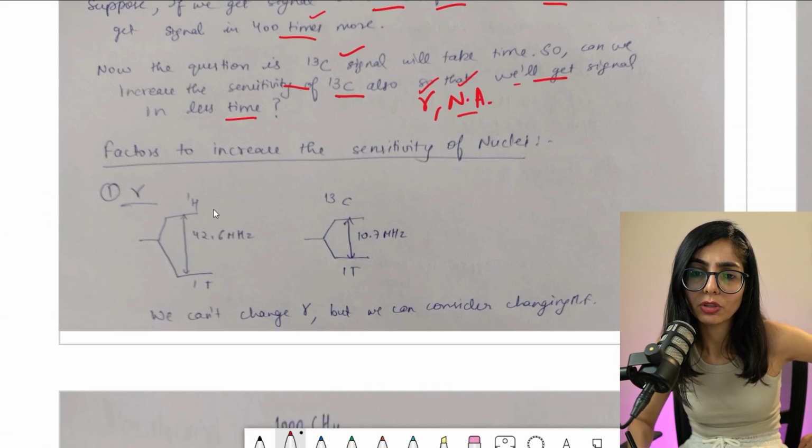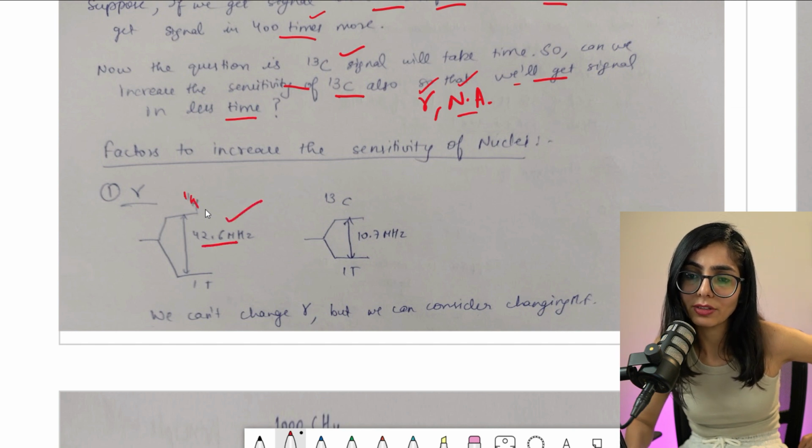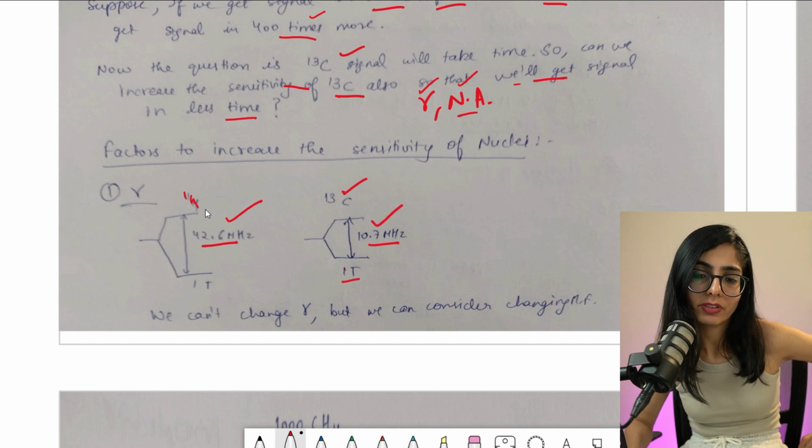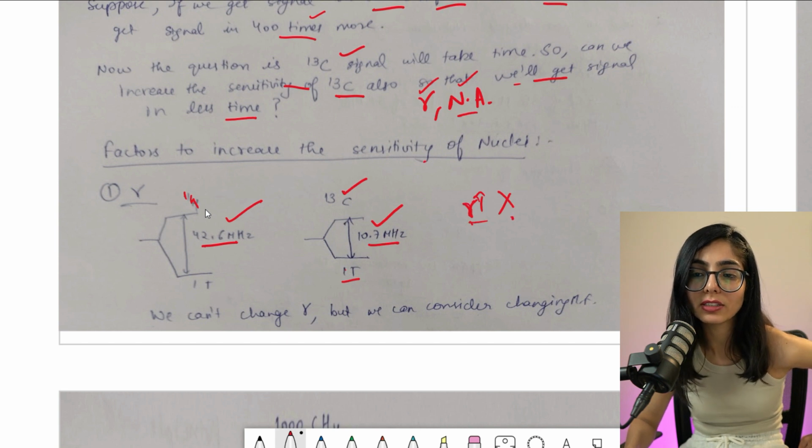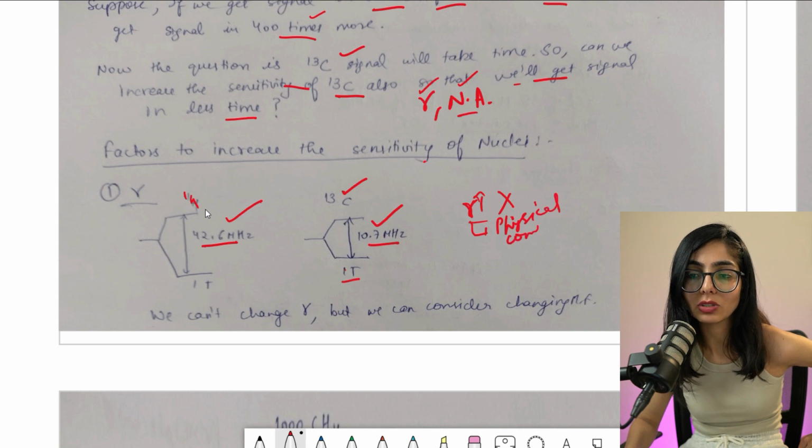So the first factor is gamma. For one hydrogen this is 42.6 megahertz, and for 13C at 1 Tesla it is 10.7 megahertz. But guys, tell me first, can you increase sensitivity by increasing gamma? No, that is not possible. How can you increase gamma? Because gamma is a physical constant. It is constant, though it is different for different atoms, like for hydrogen it is different and for carbon it is different. But you can't increase it, fine?